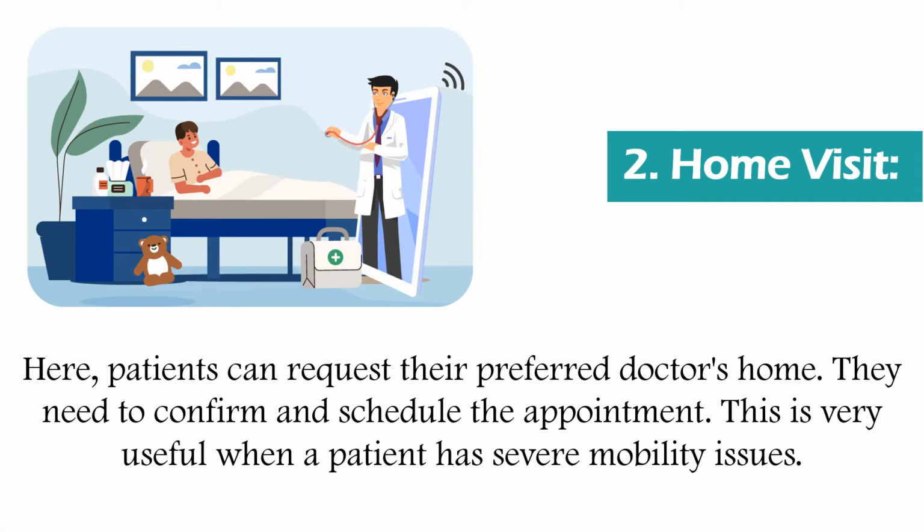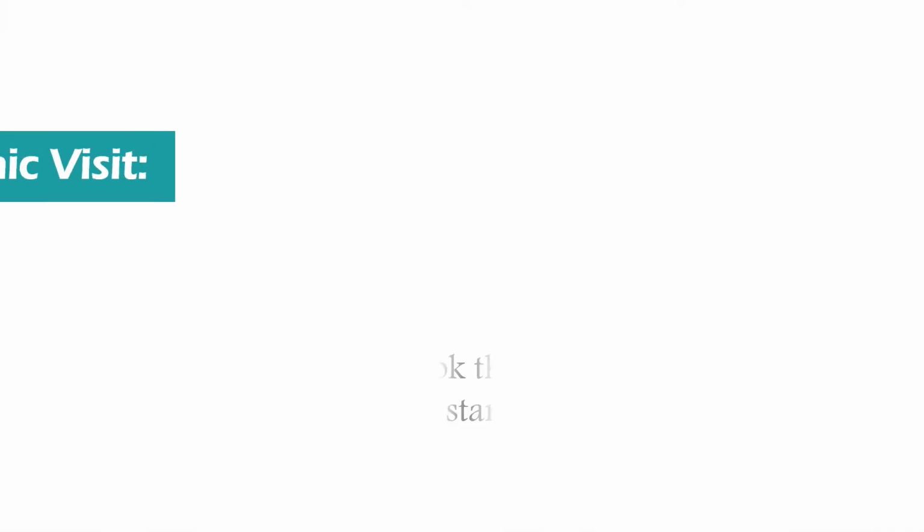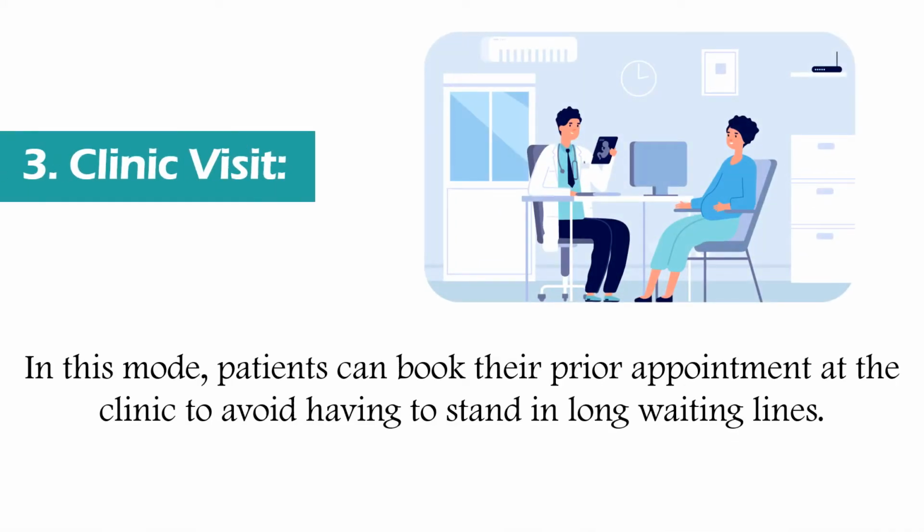2. Home visit. Here, patients can request their preferred doctor's home. They need to confirm and schedule the appointment. This is very useful when a patient has severe mobility issues. 3. Clinic visit. In this mode, patients can book their prior appointment at the clinic to avoid having to stand in long waiting lines.